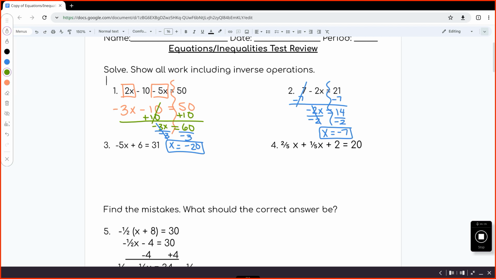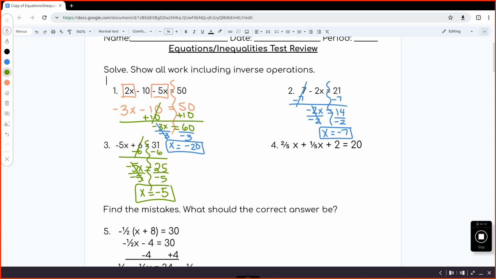All right, number 3, we have negative 5x plus 6 is equal to 31. I'm going to draw the river down, and I'm going to start solving by subtracting 6 on both sides, right? The constant is positive 6. The opposite is negative 6. These 6s, they cancel. We're left with negative 5x on the left is equal to 31 minus 6, which is 25. All right, now we're going to divide each side by negative 5, and we get x is equal to negative 5.